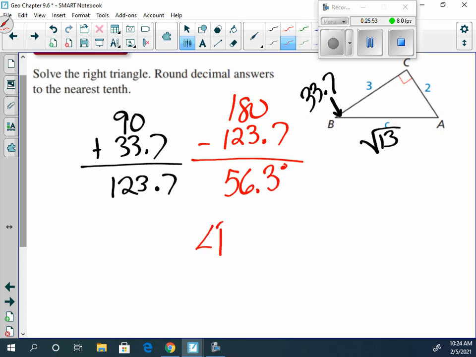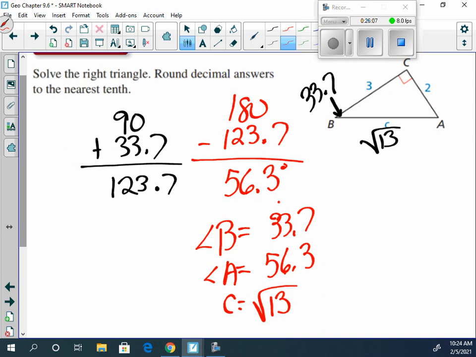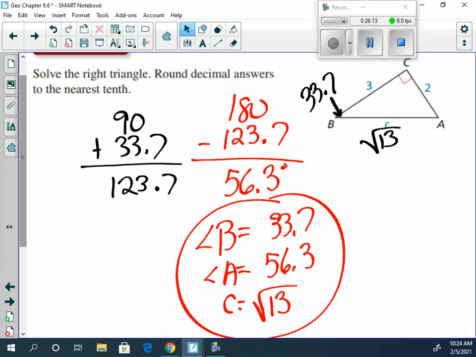So we found angle B as 33.7. We found angle A as 56.3. And we found side length C as square root of 13. That's quite handy, isn't it? It's kind of nice. Because now I can start finding measures and angles using these nice functions. Questions on this here?